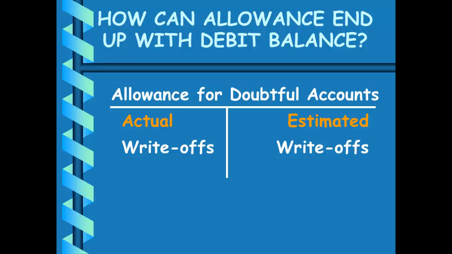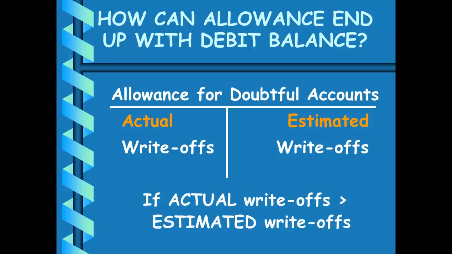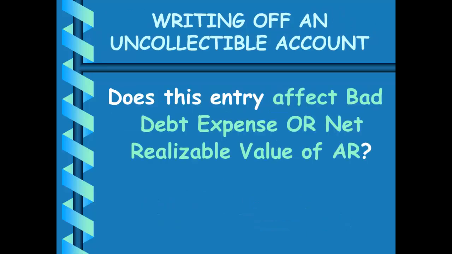The actual write-offs were more than what we expected. We expected 100, we actually wrote off 150. That could end up with a debit balance in that account. Is that a good thing? No. We would never leave that account with a debit balance at the end of the period. We'd always make the adjusting entry to get it back to a credit balance. But temporarily during the period, we could end up with a debit balance in that account if we didn't estimate enough.